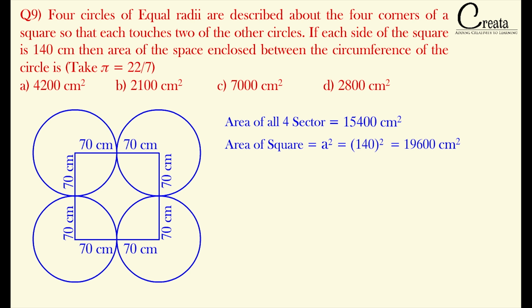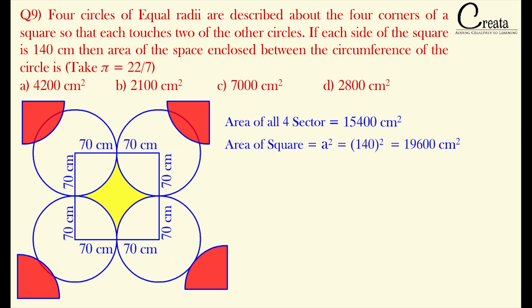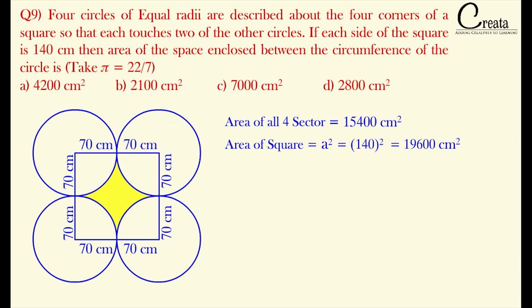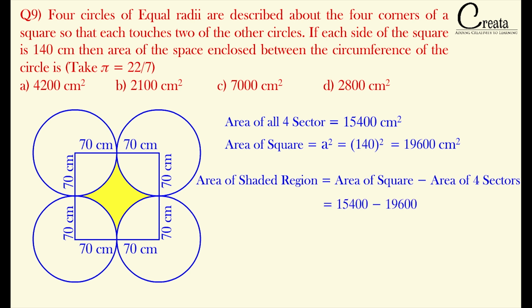Further, in the question we have to calculate the area of this shaded zone. We have calculated the area of this square. We have also calculated the area of these 4 sectors. If we subtract the area of these 4 sectors from the area of the square, can we get the area of this shaded region? Let's do so. On putting the values and solving, we got the area of this shaded region as 4,200 cm square. That is the answer to the question. Okay, got it?